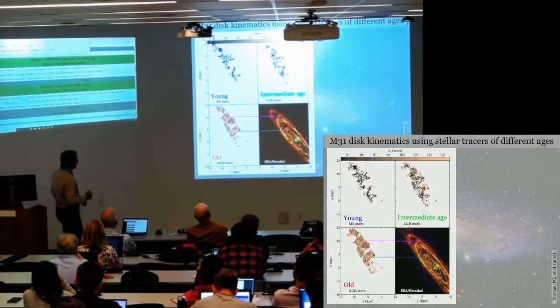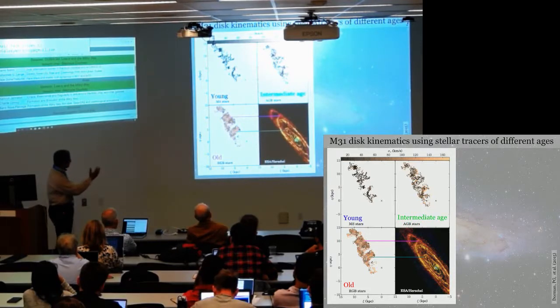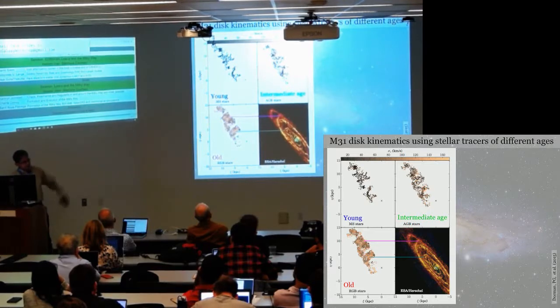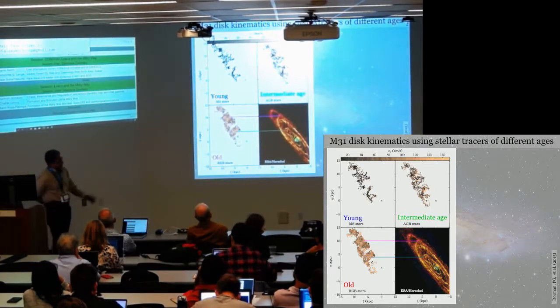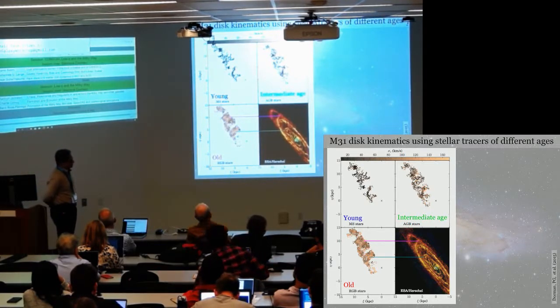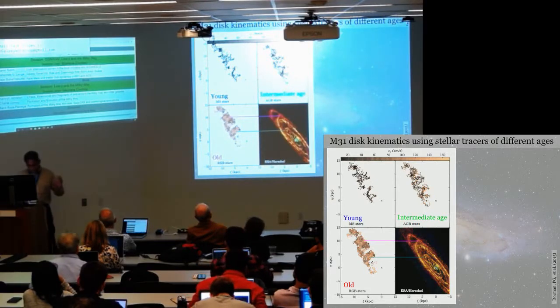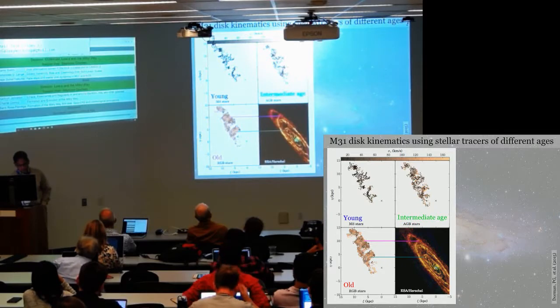You have intermediate age AGB stars. These are luminous AGB stars above the tip of the giant branch. They're intermediate mass, a few solar masses, with ages of a few billion years. And then in the upper left, you have young main sequence stars. These are massive stars in the mass range 5 solar masses and greater, and they're still on the main sequence. They have lifetimes of much less than 1 billion years.